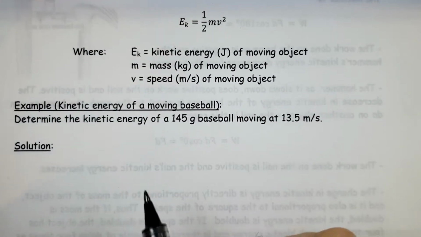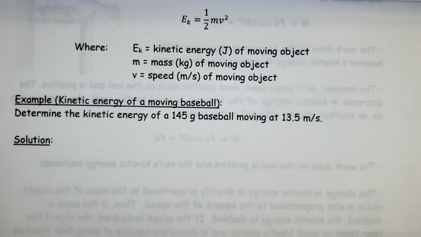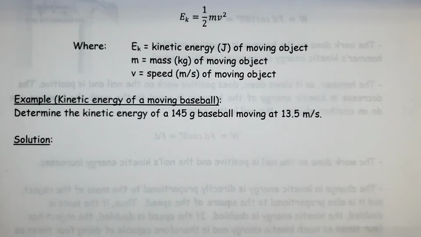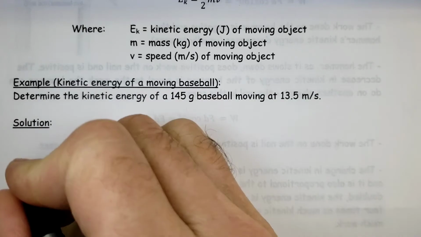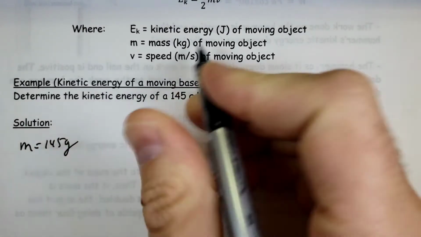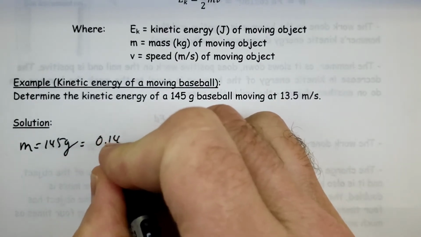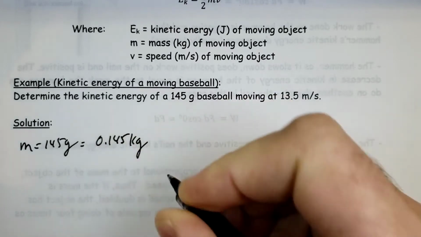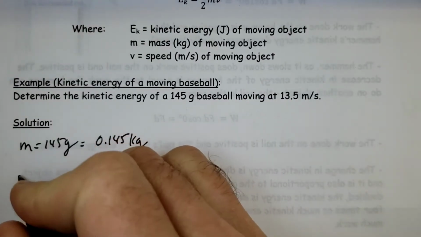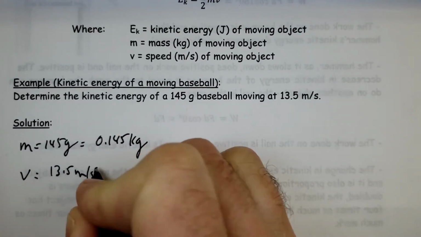Okay, so we look at: determine the kinetic energy of a 145 g baseball moving at 13.5 meters per second. Quite easily done. So we have the mass. Now, mass is 145 grams, but as you can see here, mass has to be in kilograms. So divided by 1,000, 0.145 kg, because there's 1,000 grams in a kilogram. The v is 13.5 meters per second.